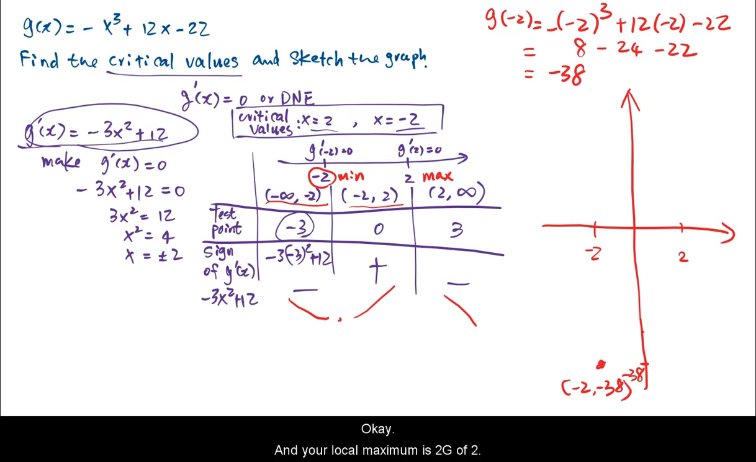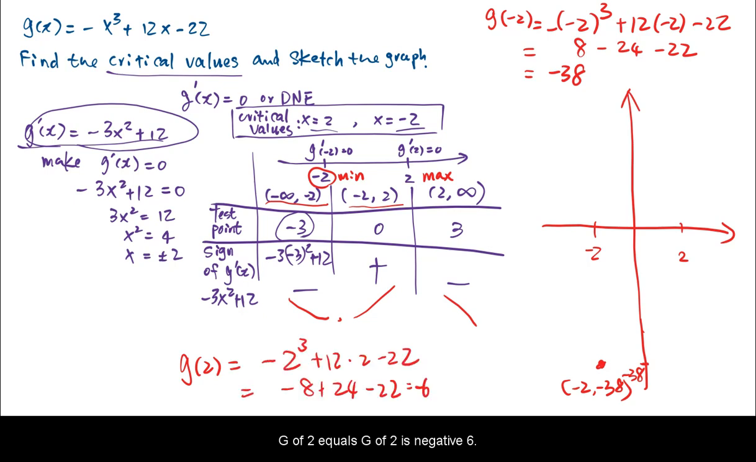And your local maximum is at 2, g of 2. Let me calculate over here. G of 2 is negative 6. So let's say this is negative 6. I know it's not proportional. So here's 2, negative 6.